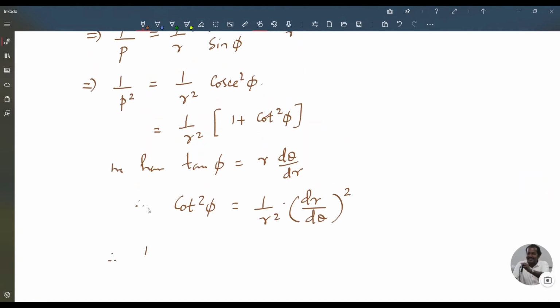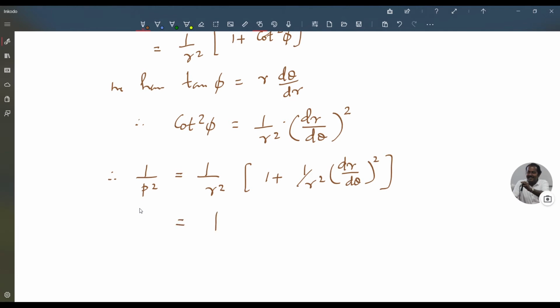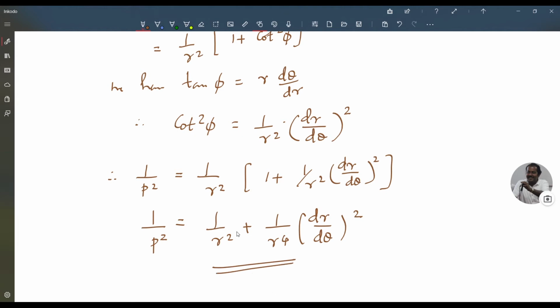Therefore, 1 by p square equal to 1 by r square into 1 plus 1 by r square dr by d theta the whole square. So this is equal to 1 by r square plus 1 by r raised to 4 into dr by d theta the whole square. So this is an expression for p in terms of dr by d theta or d theta by dr.